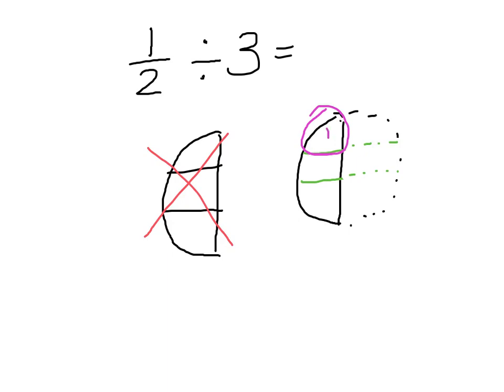Then we can see there's 1, 2, 3. Don't forget this other part because it still counts in with the whole. 4, 5, 6. So each person would get 1/6 of the pizza that's left over.